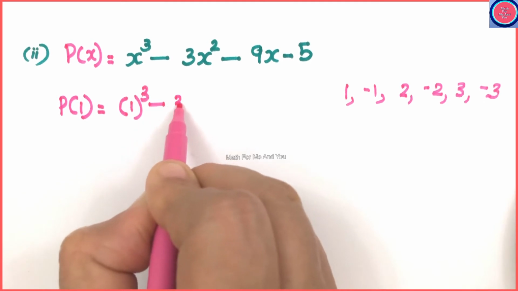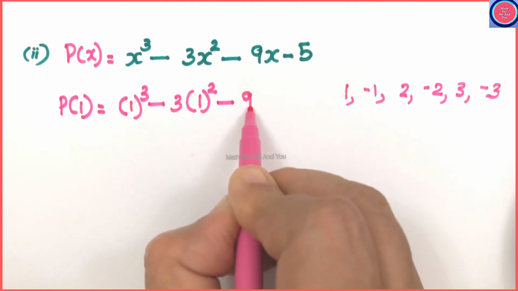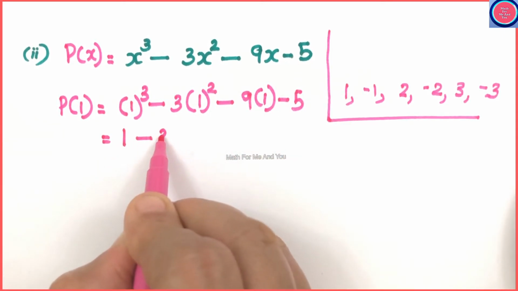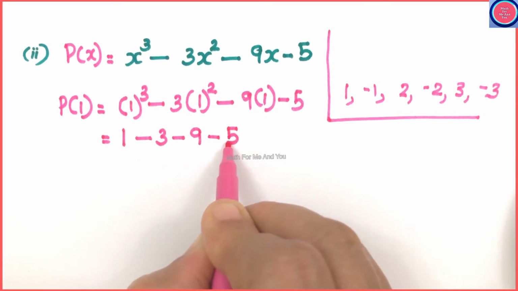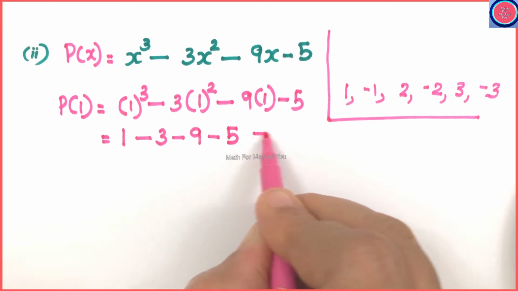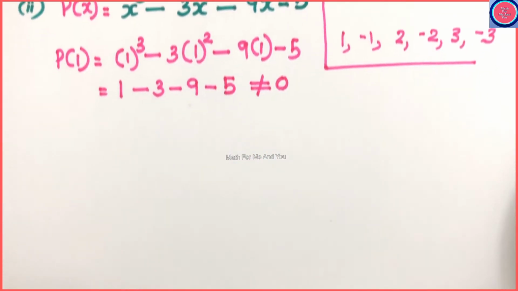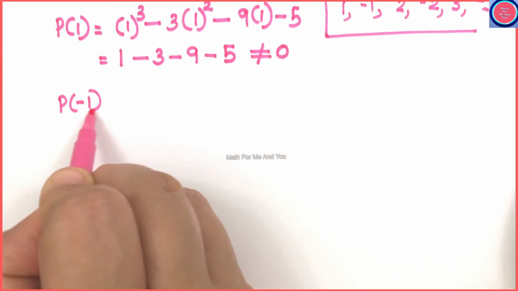First of all, p of x equals the given polynomial and we will try whether p of 1 is 0 or not. P of 1 is 1 cube minus 3 times 1 square minus 9 times 1 minus 5. Get the answer. 1 cube is 1, minus 3 times 1 square is 3 times 1, that is minus 3. Minus 9 times 1 is minus 9, minus 5. 1 minus 3 minus 9 minus 5 is not equal to 0. What is the meaning? 1 is not a root of this polynomial. So try with minus 1.